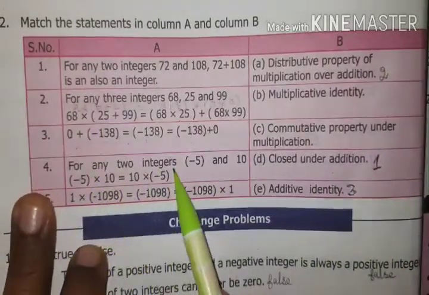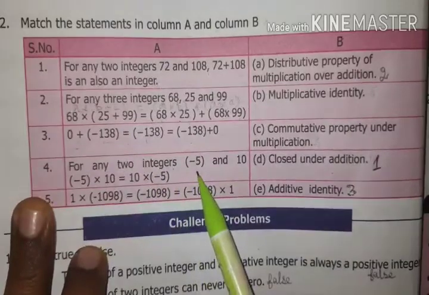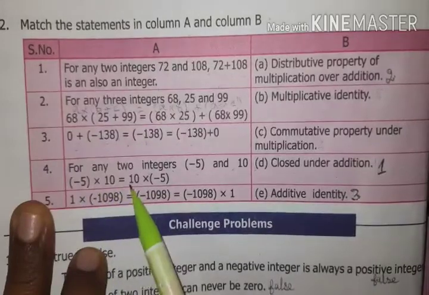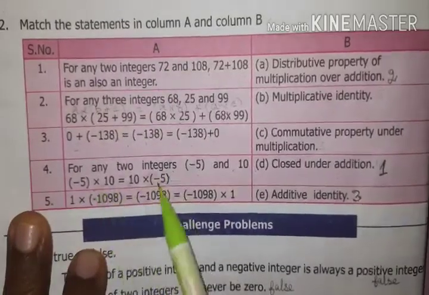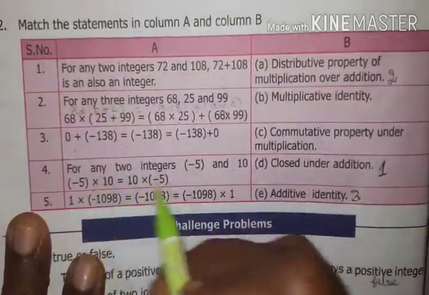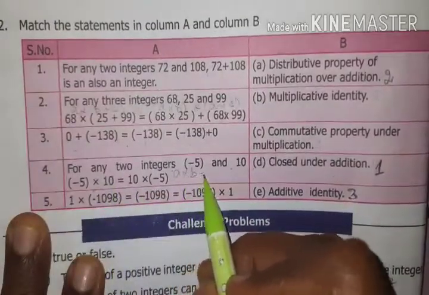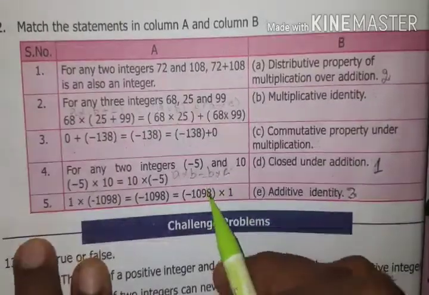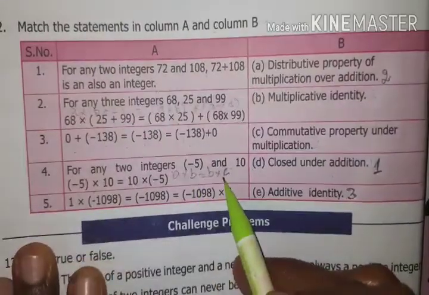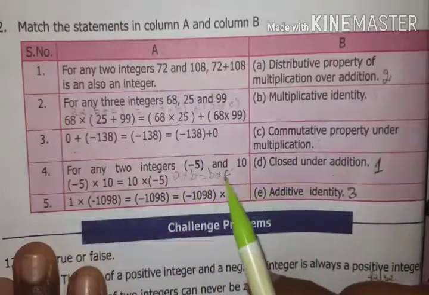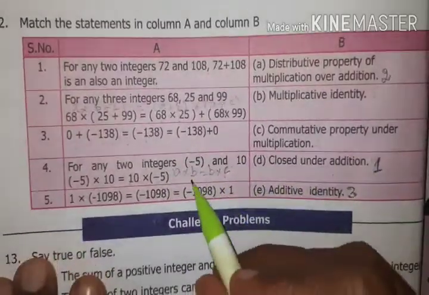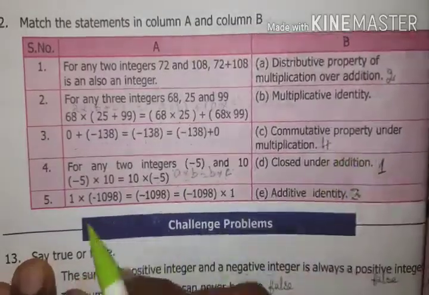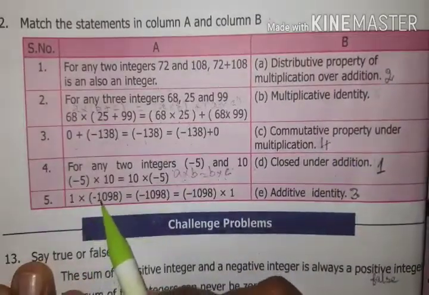Next, fourth one. For any two integers, minus 5 and 10, minus 5 into 10 equal to 10 into minus 5. A into B equal to B into A. The property is commutative property under multiplication.